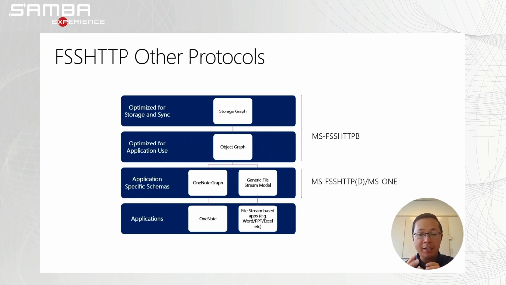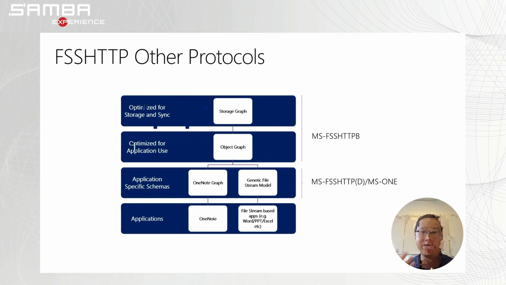And then different applications have their own preferred way to chunk the file content into different object graphs. That was defined in two different protocols. The first is the standard one for Word, Excel, and PowerPoint, which is the FSSHTTP-D protocol. And OneNote has its own special way of chunking the file content into different object graphs. That is the MS-WOPI protocol. So those are the other three protocols of the FSSHTTP protocol family.